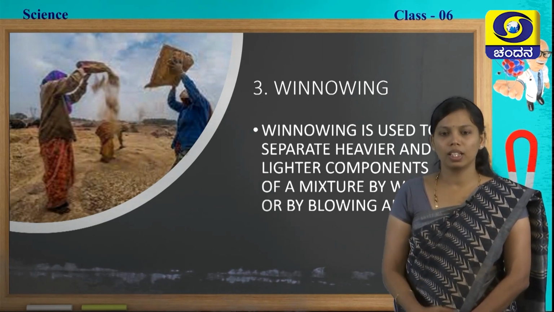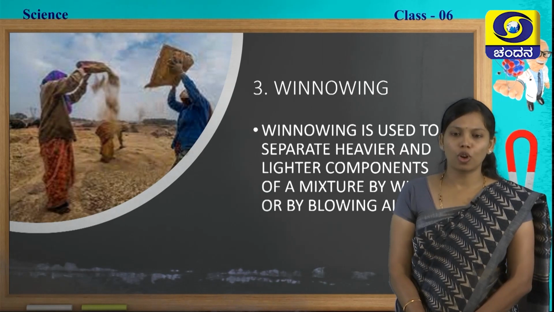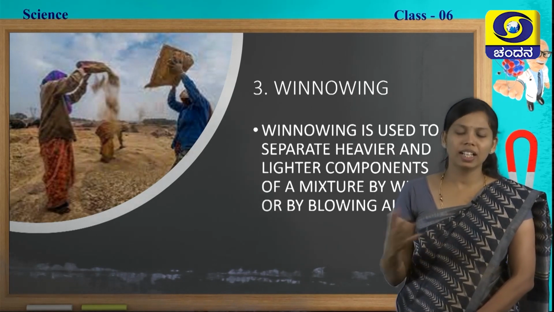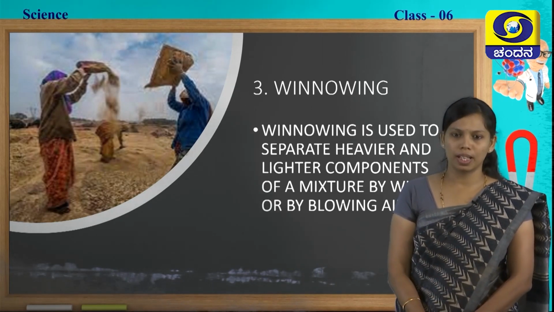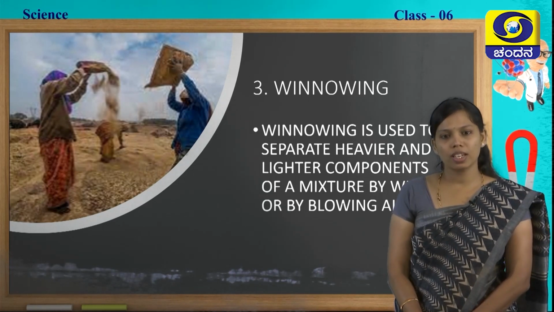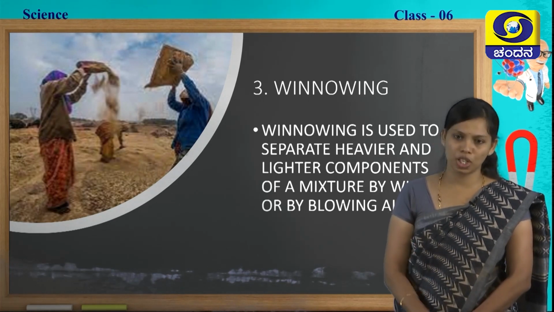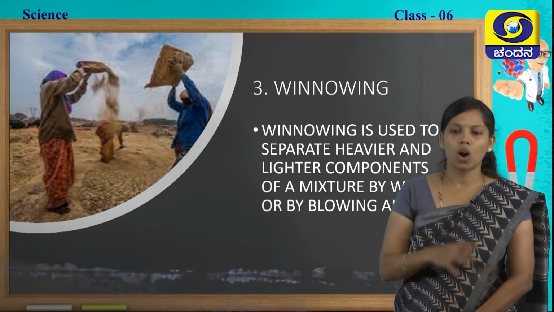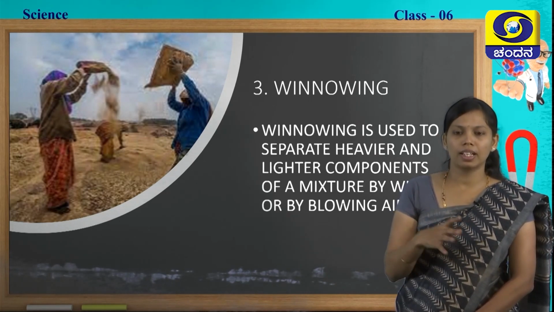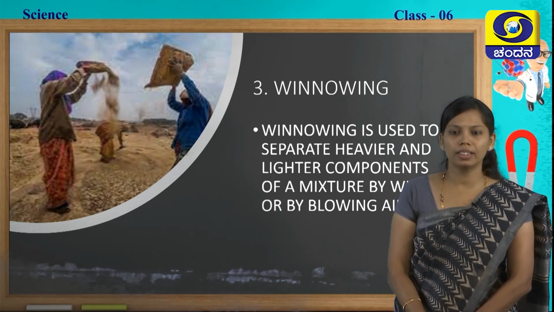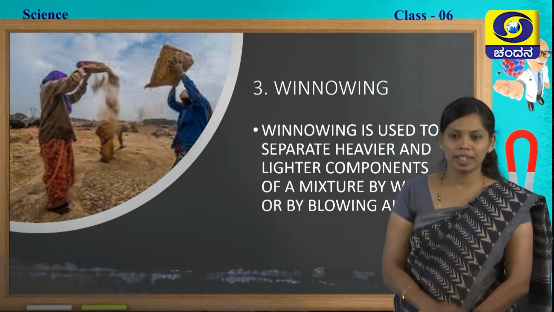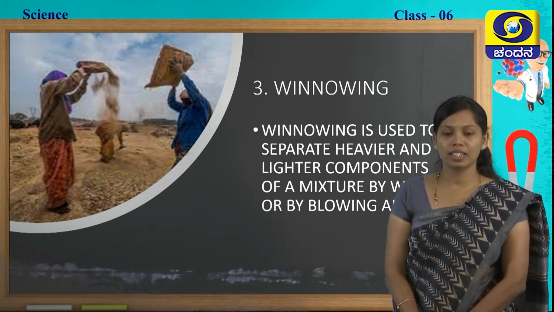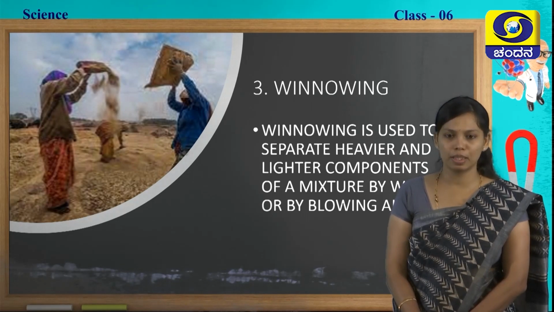The husk particles we can later use as fodder for the cattle and for many other purposes. Usually winnowing is done after the threshing method by the farmers. All these threshing and winnowing methods are used by the farmers. The main thing is, in the winnowing method we can separate only the heavier and the lighter particles.